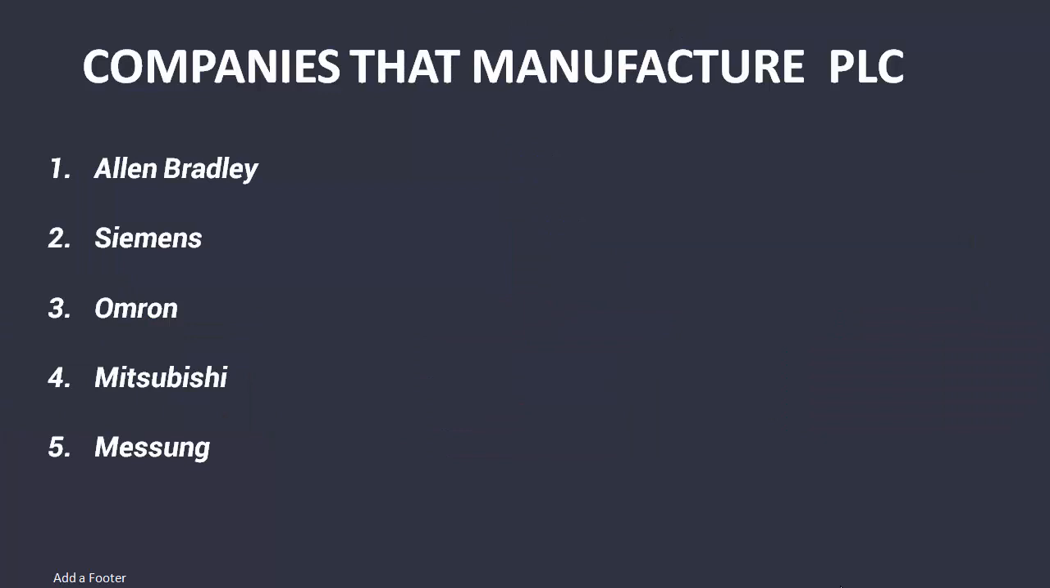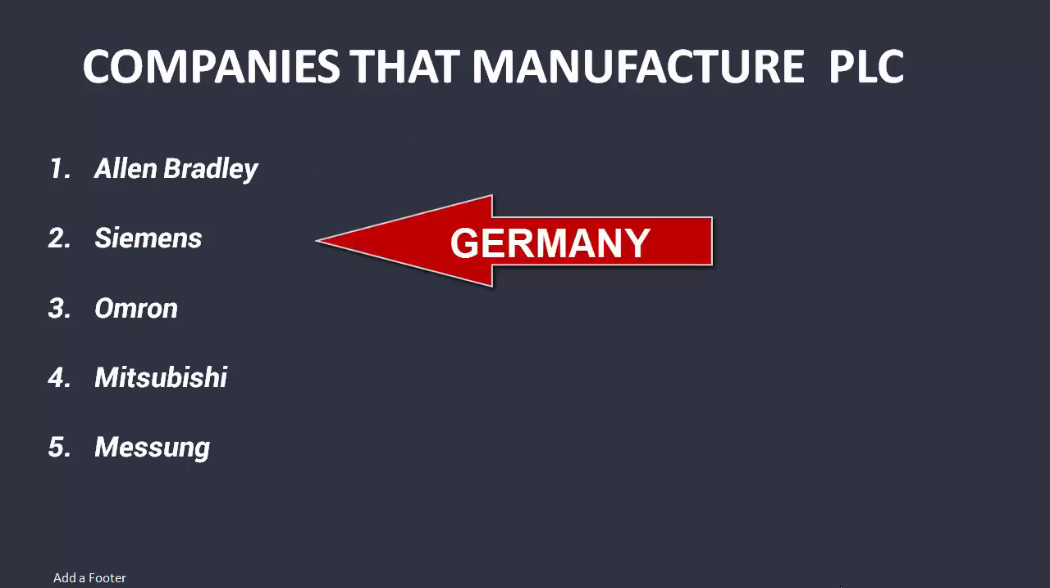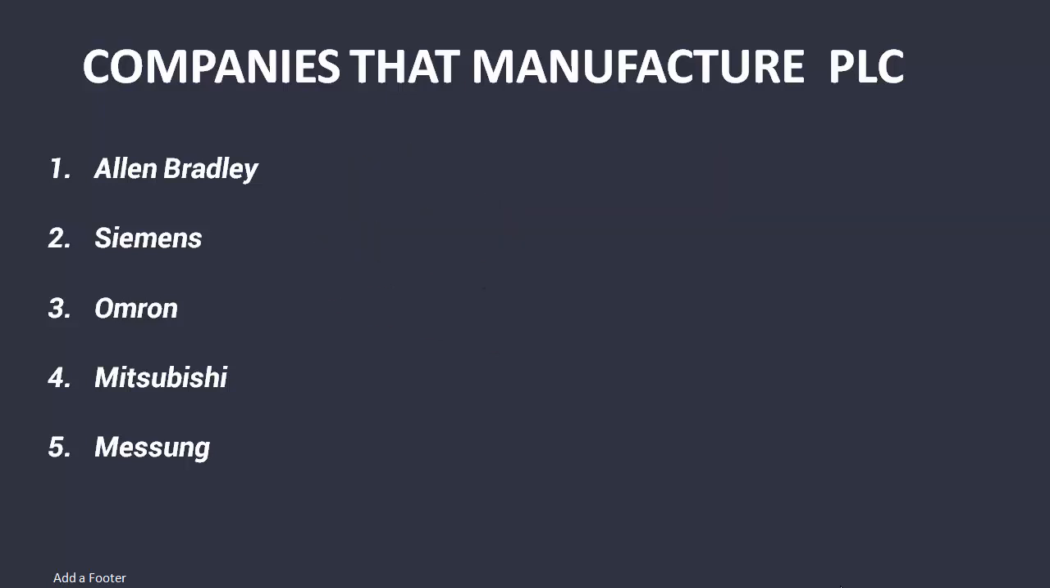The companies that manufacture PLC. These are the few companies, there are a lot more. Allen Bradley, this is the most important and most commonly used PLC. It's a USA based company. Then there is Siemens, it's a German company. Then there's Omron and Mitsubishi, these are Japanese companies. Misung, it's an Indian company.